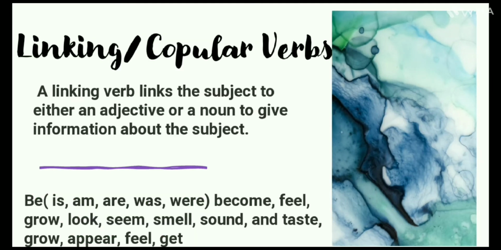Linking verbs, which are also called copular verbs. A linking verb links the subject to either an adjective or a noun to give information about the subject. All the be forms like is, am, are, was, and were are linking verbs. Some other examples are become, feel, grow, look, seem, smell, sound, taste, appear, get.